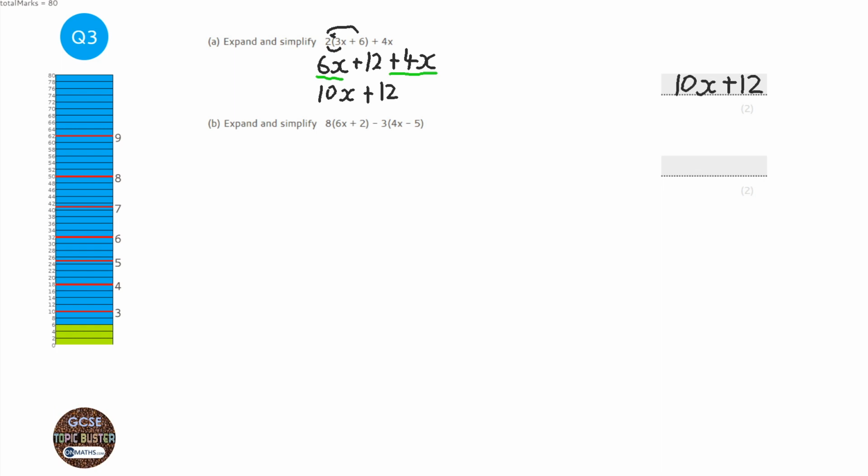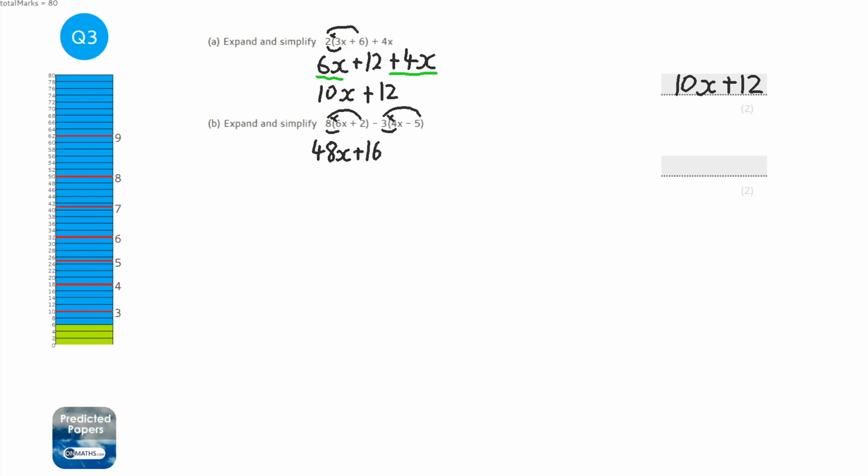Okay, the next one, there's a double smiles and rainbows. We've got one here, a little times sign there, and we've got one here. So we'll do the first one first. So 8 times 6x, so we do 8 times 6, which is 48, and then we've got the x. Then we do 8 times positive 2, which is 16, so plus 16. Now that's nice and easy.